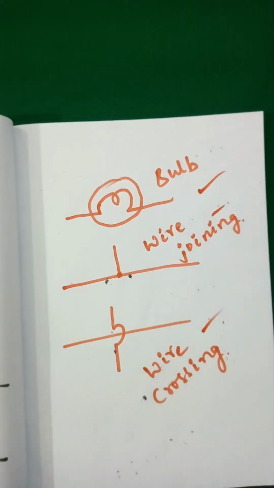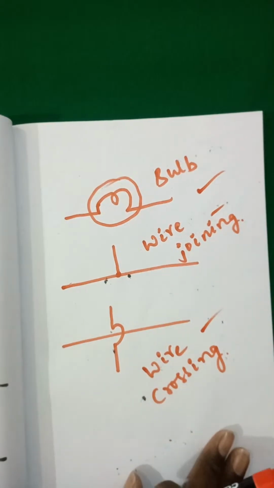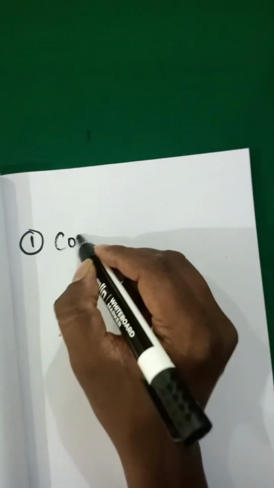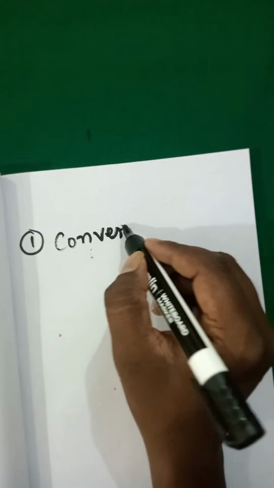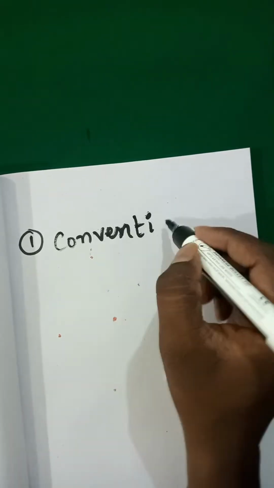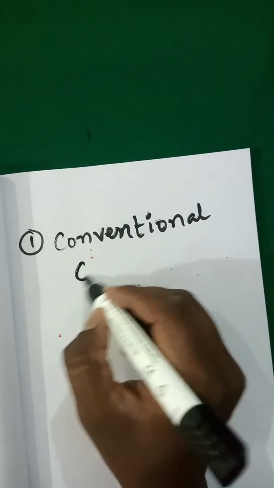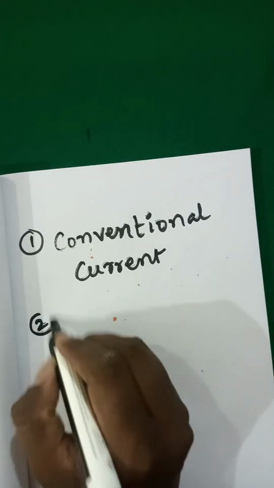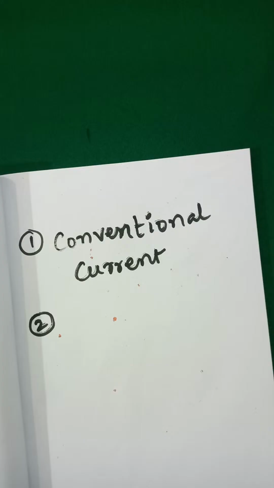These are the points. Now I'll discuss conventional current and electric current. I hope you got all the points about symbols. So, conventional current and the second one, electric current. What is the meaning of these terms?